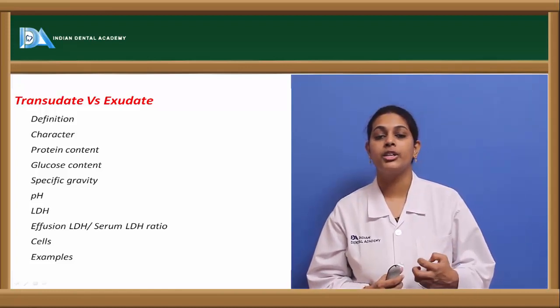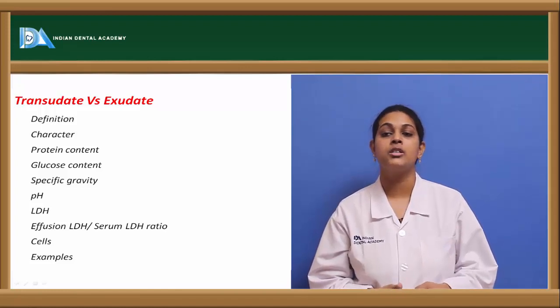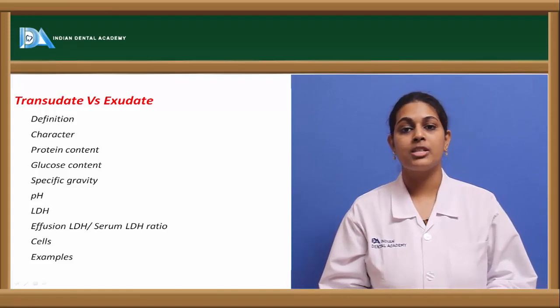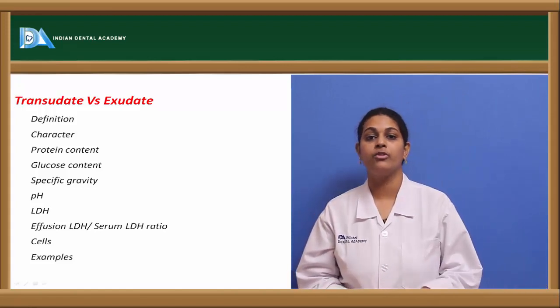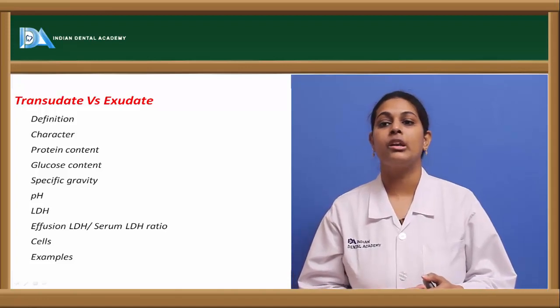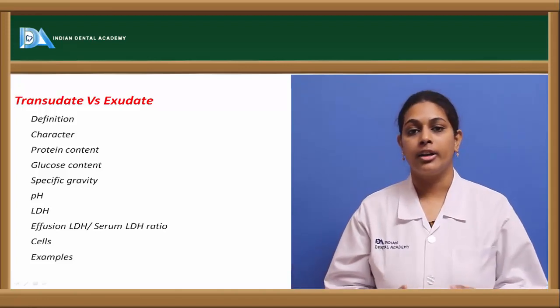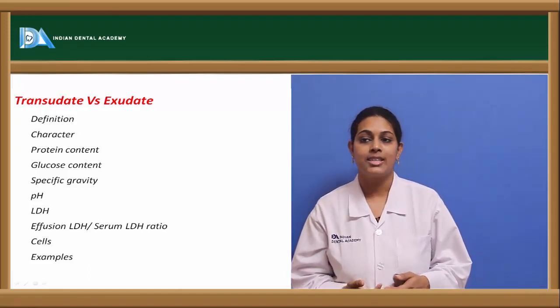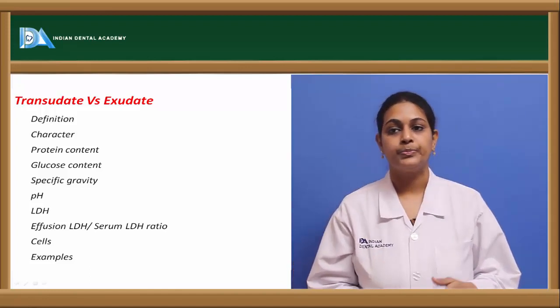Coming to the other content of this edema fluid, the glucose content: transudate shows the same as that of plasma, since it is non-inflammatory in nature, whereas exudate, since it is of inflammatory origin, consists of a low glucose content, which usually measures 60 milligrams per deciliter.